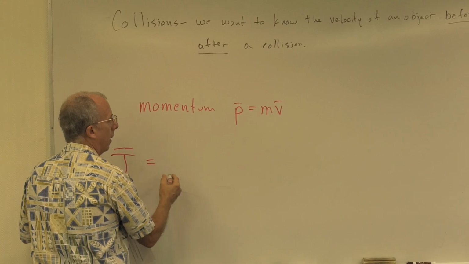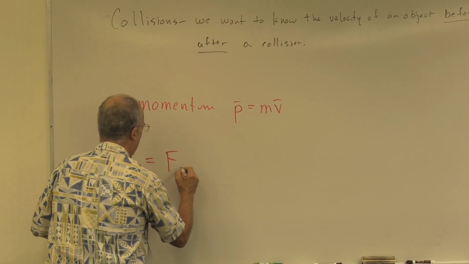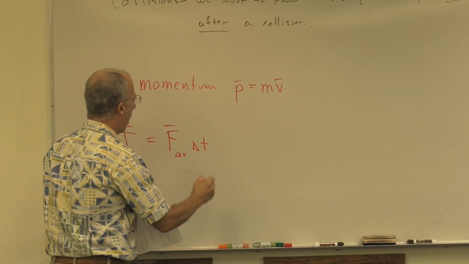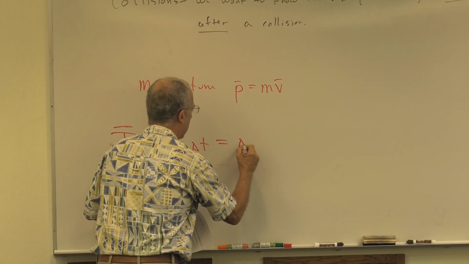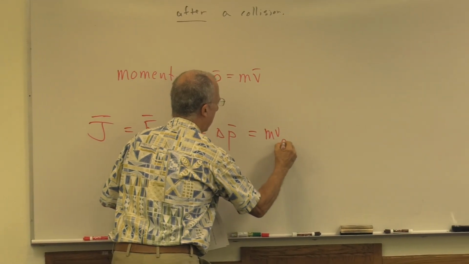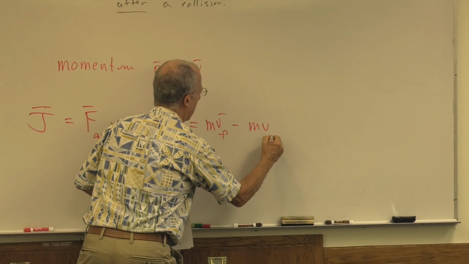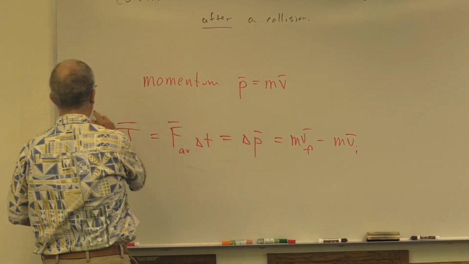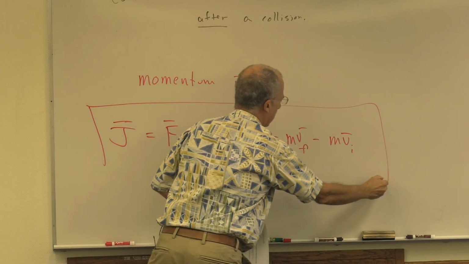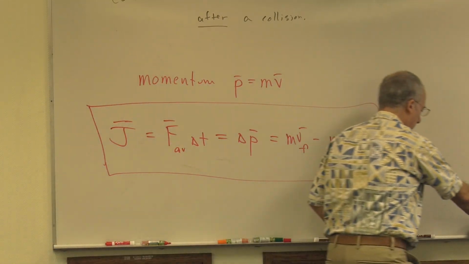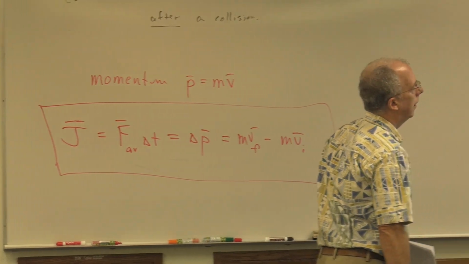equals F average delta T, and that's also, I'll show you later, that's also equal to delta P, which is just mv final minus mv initial. Okay? So this is another way to write the impulse momentum theorem. Okay, so there you go.